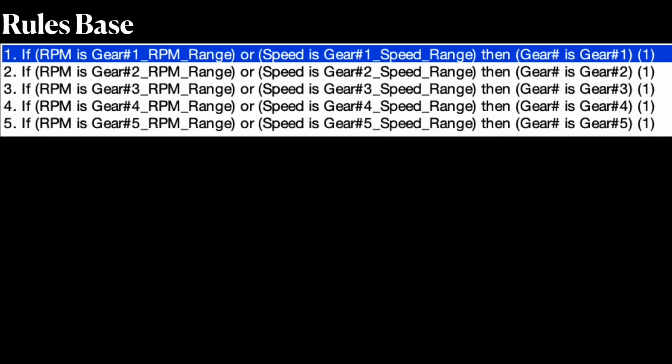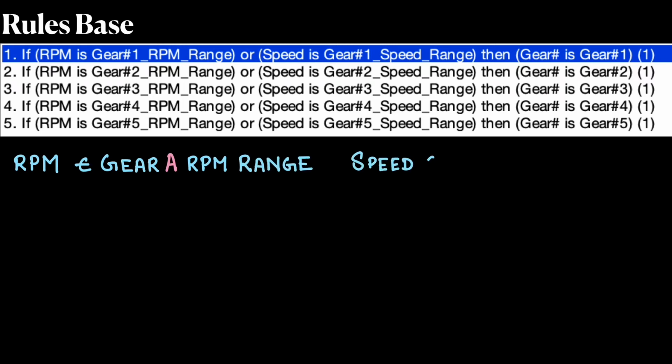We have 5 simple rules in the rules base. For each gear number X, if RPM is within gear X RPM range or speed is within gear X speed range, then output gear number is X. The advantage of using OR over AND may be demonstrated using the following example.